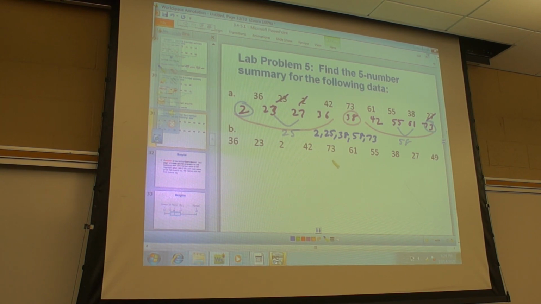This next one, so we're going to put it in order again. 2, 23. I'm just going to rewrite what I have above. Only when I get to 49, I'm going to put 49 in where it goes.